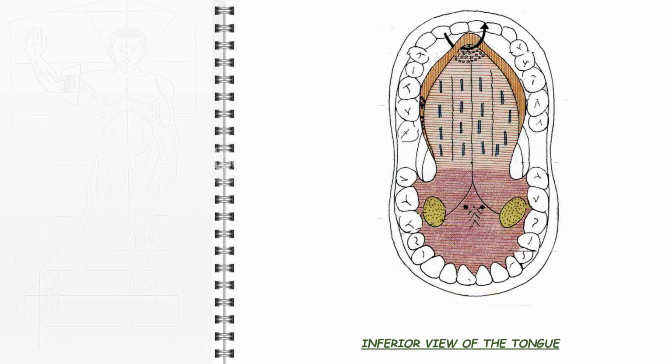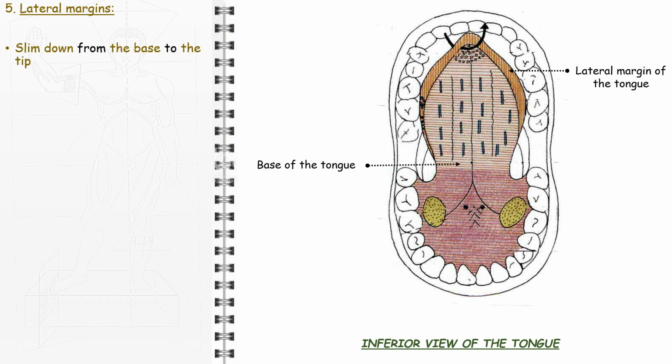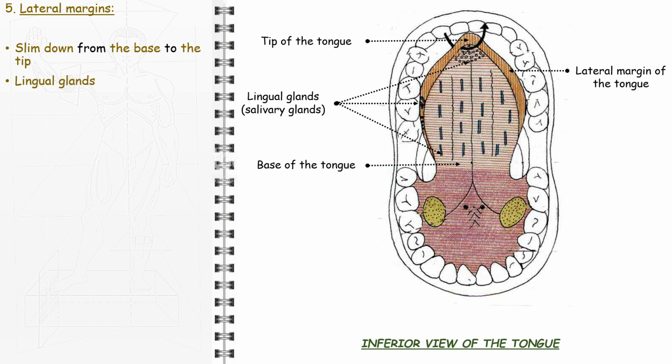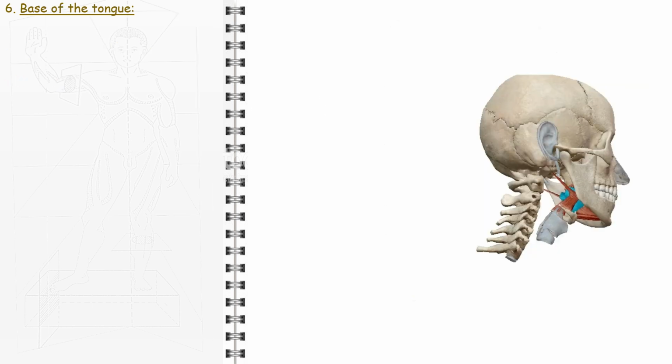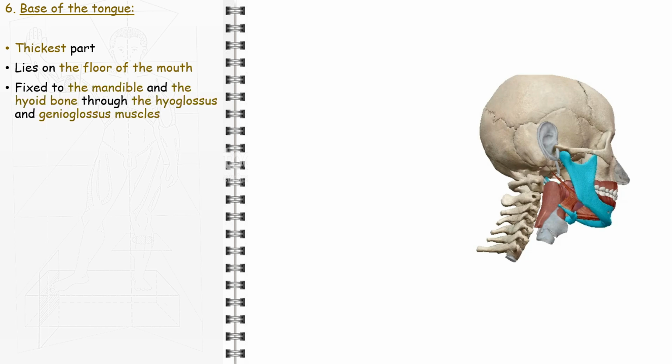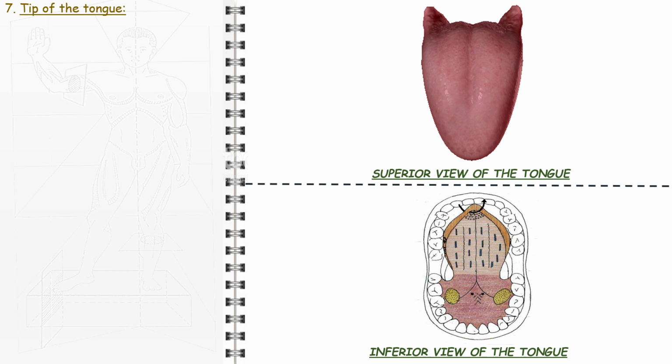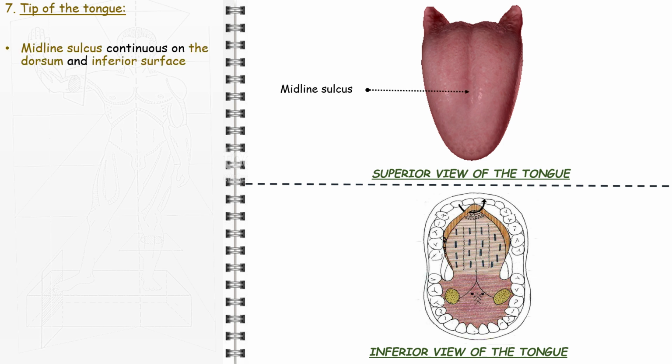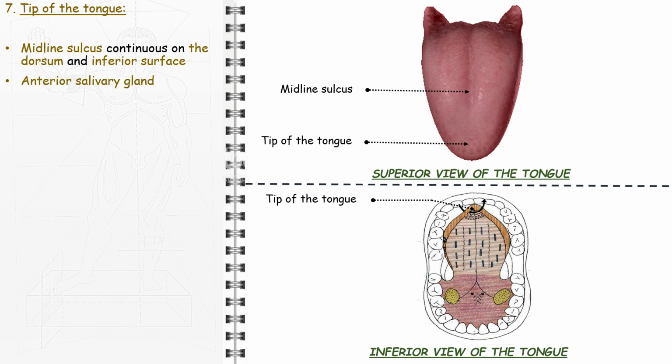The lateral edges are lateral boundaries of the tongue that slim down from the base to the tip parallel to the dental arches. They are rich in lingual glands. The base of the tongue is the thickest and largest part of the tongue. It lies on the floor of the mouth and is fixed to the mandible and the hyoid bone through the hyoglossus and genioglossus muscles. It constitutes the lower wall of the oropharyngeal isthmus and contains the lingual tonsils. The tip of the tongue is aligned with the midline sulcus continuous on the dorsum and inferior surface, in contact with the incisors. It contains the anterior salivary gland.